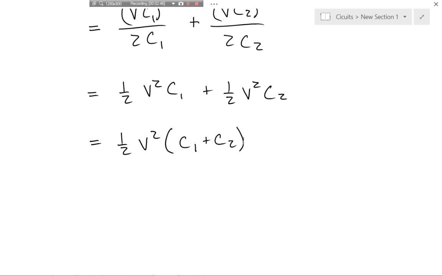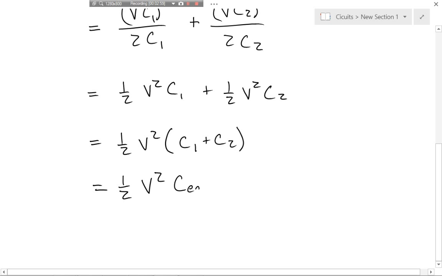And the final step in solving this problem is realizing that for capacitors that are connected in parallel, the equivalent capacitance is equal to C1 plus C2. So the total energy that's stored in the two capacitors that are connected in parallel is in fact equal to 1/2 V squared times the equivalent capacitance. And this is the formula we would have gotten had we just calculated the energy that was stored on the equivalent capacitor from the beginning.